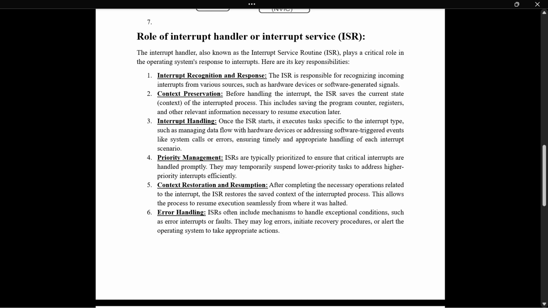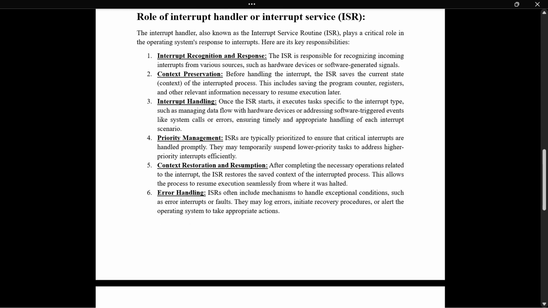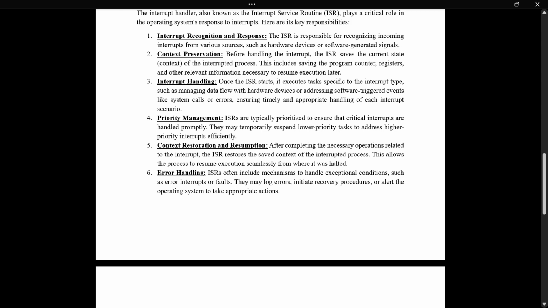for each interrupt scenario. Priority management: ISRs are typically prioritized to ensure that critical interrupts are handled promptly. They may temporarily suspend lower priority tasks to address higher priority interrupts efficiently. Context restoration and resumption: after completing the necessary operations related to the interrupt, the ISR restores the saved context of the interrupted process. This allows the process to resume execution seamlessly from where it had halted.